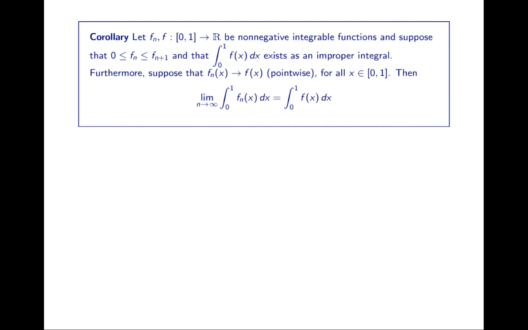A corollary to the LMCT: let fn and f be non-negative integrable functions. Suppose that fn is increasing, in other words, 0 is less than or equal to fn of x, which is less than or equal to fn plus 1 of x. And that f, which is the limit of fn of x pointwise, exists as an improper integrable. Well, then in that case, the limit as n goes to infinity of the integral of fn equals the integral of f.